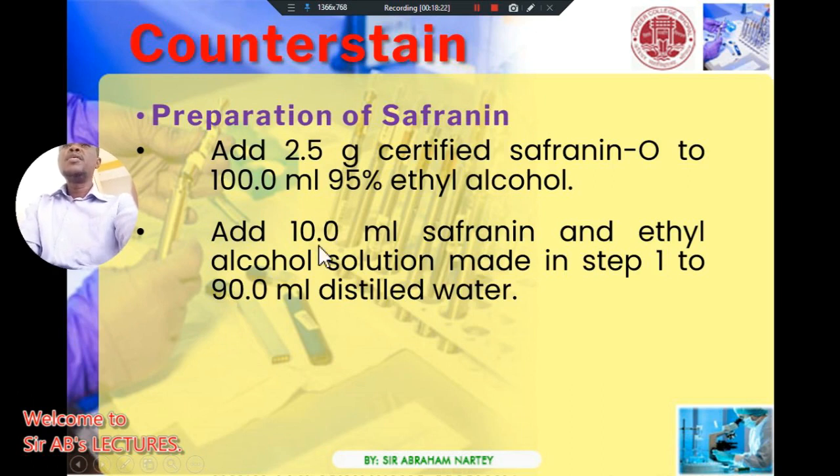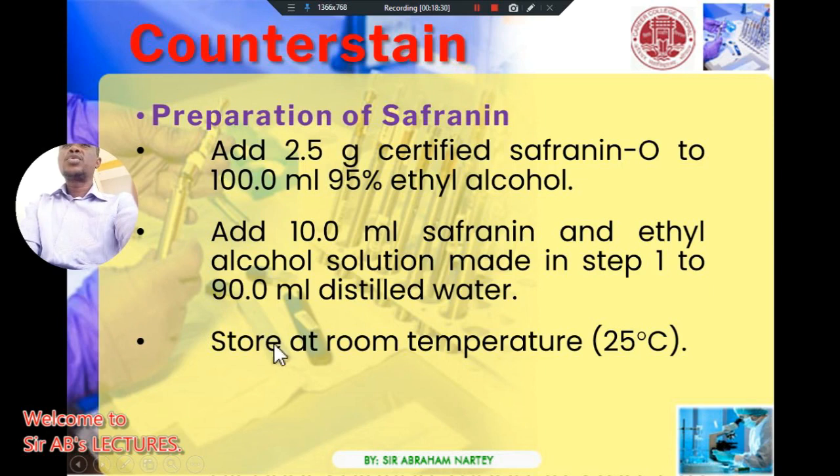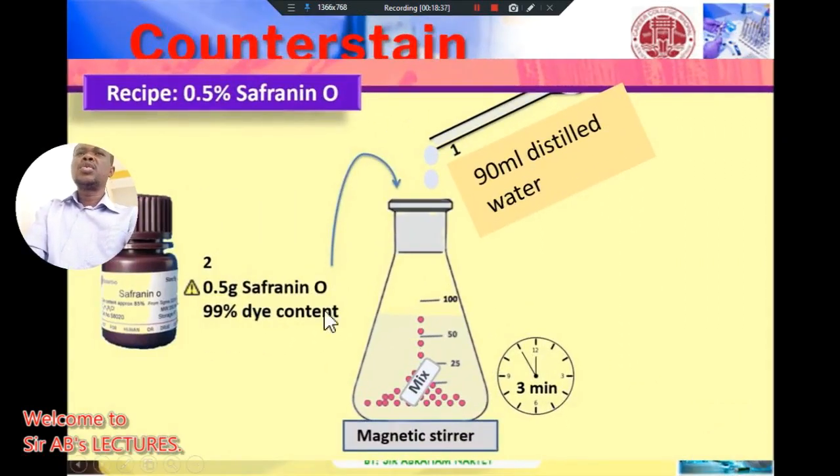So you take only 10 milliliters, then you dissolve it in what? 90 milliliters of distilled water. Then next one, you have to store in what? At a room temperature. You store this one at room temperature. So this is your setup. That is 0.5 gram of food in 90 milliliters.